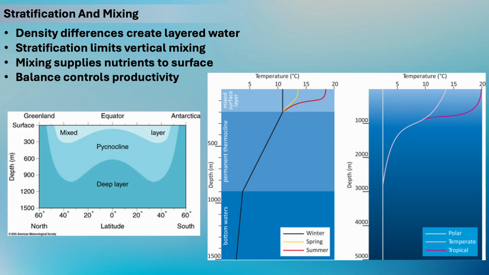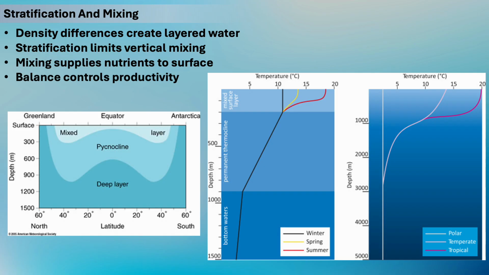Warm water is less dense than cold water. So when the surface ocean is heated by the sun, it forms a lighter layer that sits above the colder, denser water below. This creates a region of rapid temperature change with depth known as a thermocline. Within this layer, temperature decreases quickly over a relatively small depth range. Because temperature strongly influences density, this region often coincides with a sharp density gradient called the pycnocline.